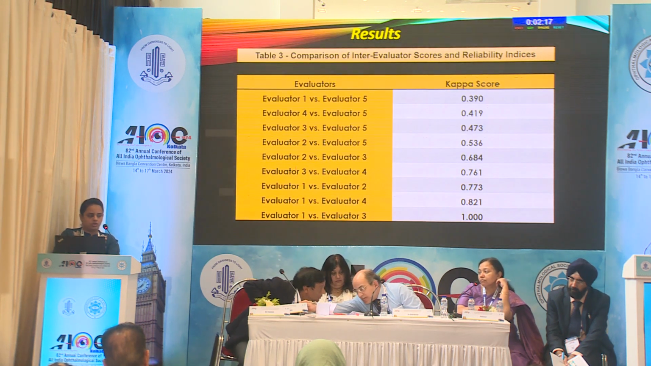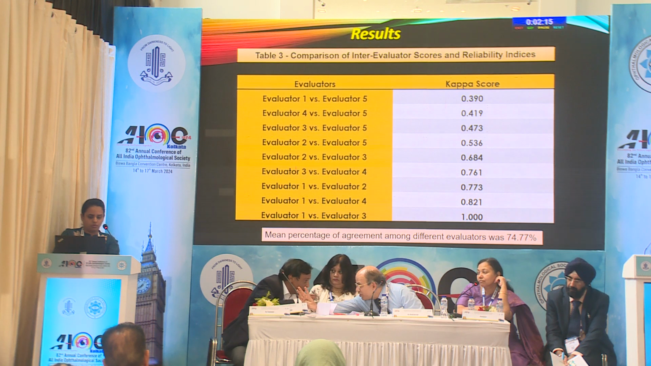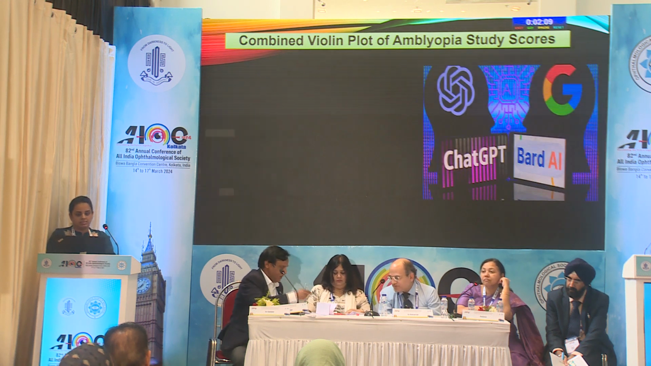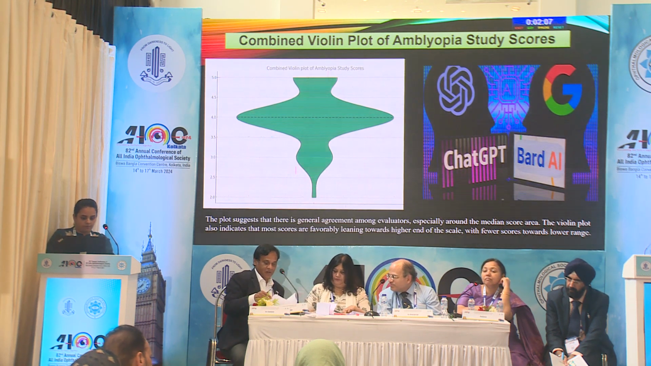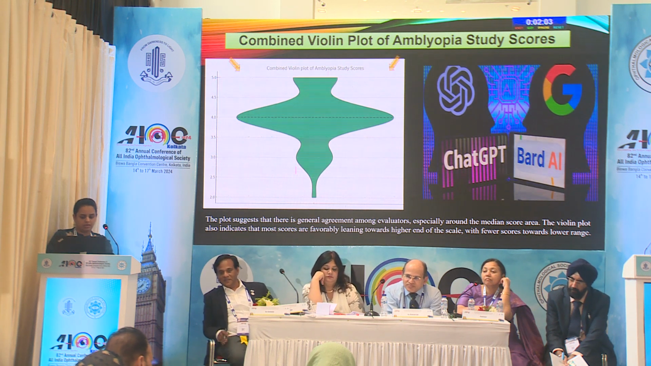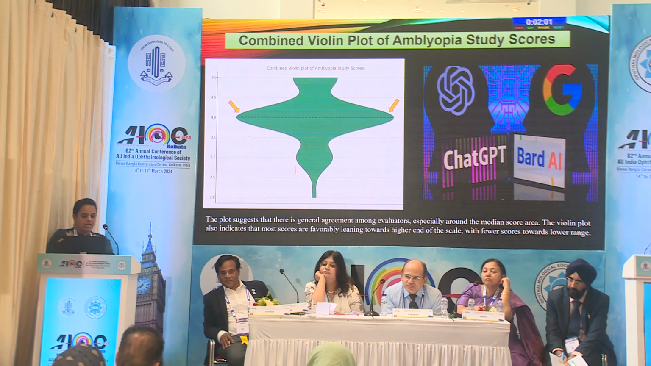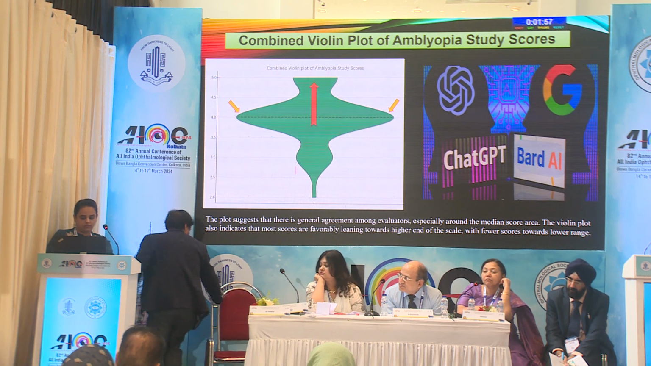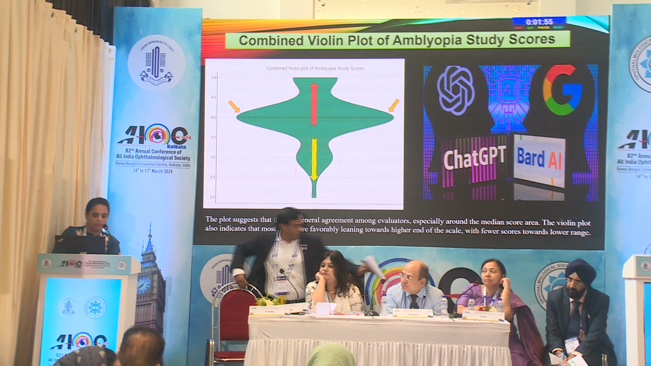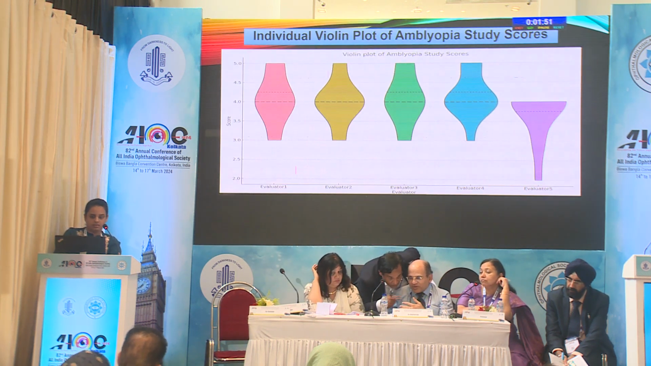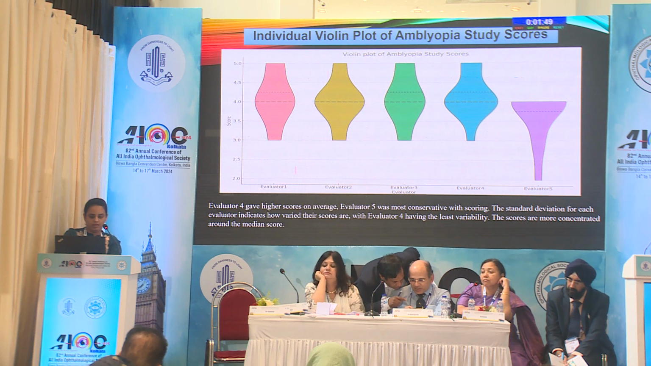So this is the table showing comparison of inter-evaluator scores, and the mean percentage of agreement among different evaluators was 74.77%. This is a violin plot of different evaluators which shows that there was a general agreement among evaluators, especially around the median score area of 4. And this also indicates that major scores were favoring the higher end of the score with fewer scores towards the lower range.